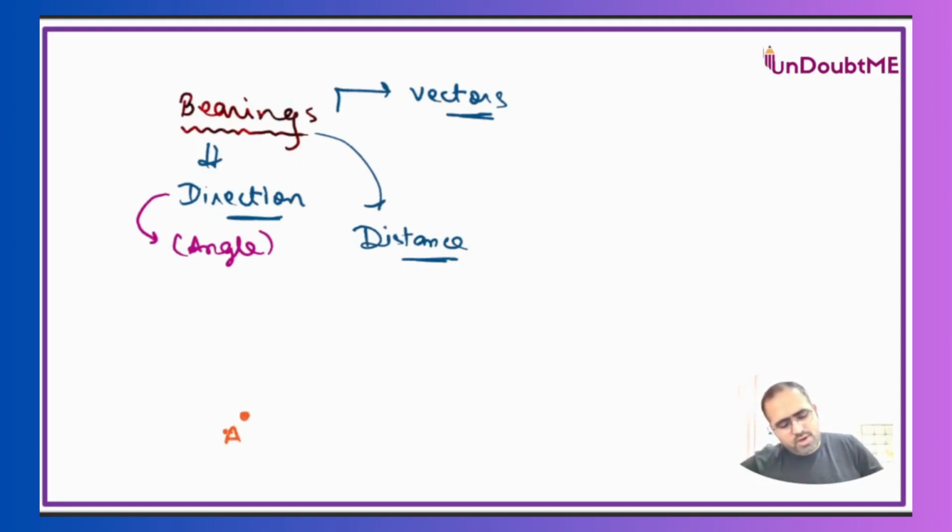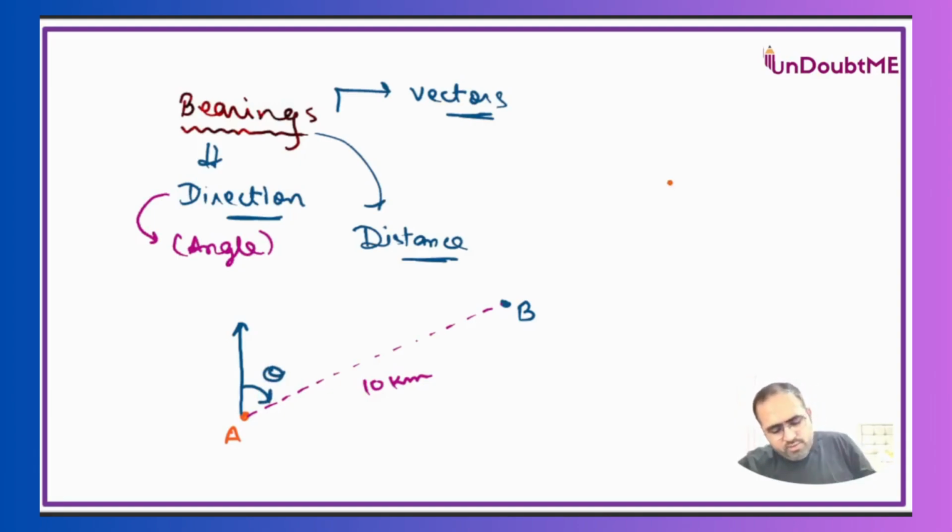So let's say I have a point A, and from point A I have to go to point B. Firstly, from point A to B, there is some distance, and let's say that the distance is 10 kilometers. If I want to go from A to B, there has to be a certain angle in which I have to travel. To measure that angle, there is a convention that we draw a north line. With respect to a north line, we always measure the angle in clockwise direction.